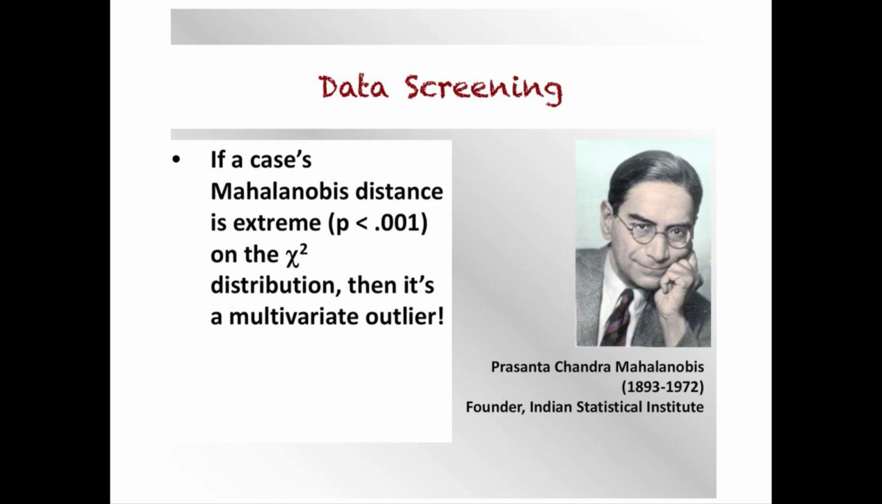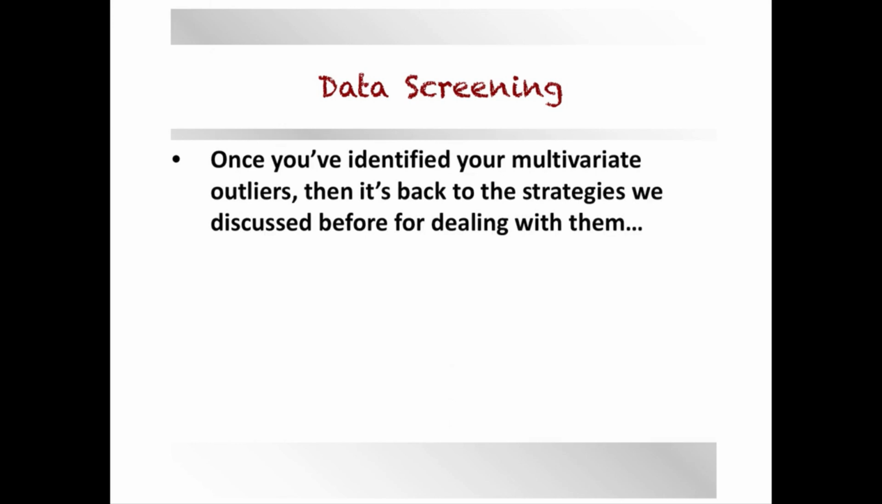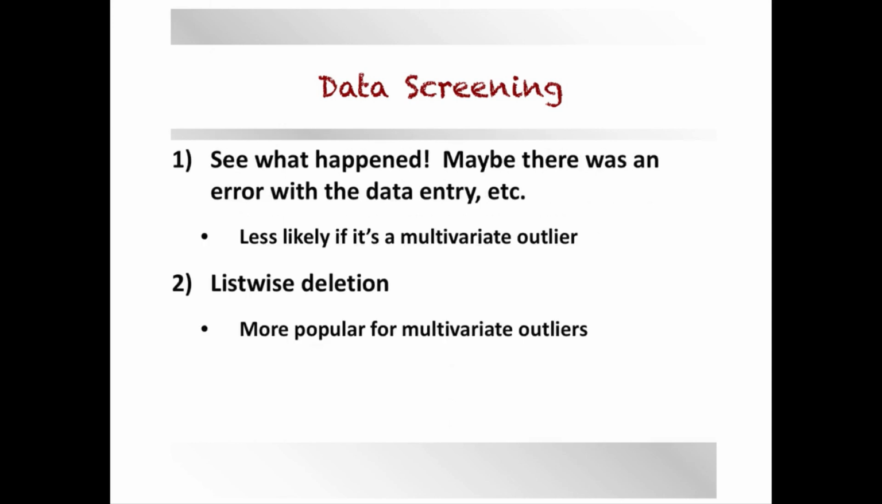Okay. If a case's Mahalanobis distance is extreme, then it's a multivariate outlier. In this case, you have a chi-square distribution, like I mentioned, and if the p-value is less than 0.001 on that distribution for that person, then you've declared it an outlier. So once you've identified your outliers, then you can go back to the strategies here. We'll do this again for the sample data set in a minute.